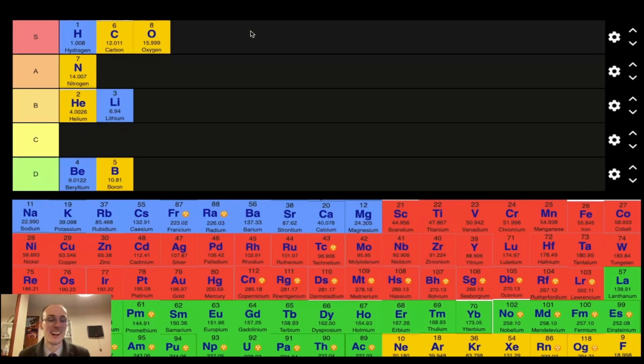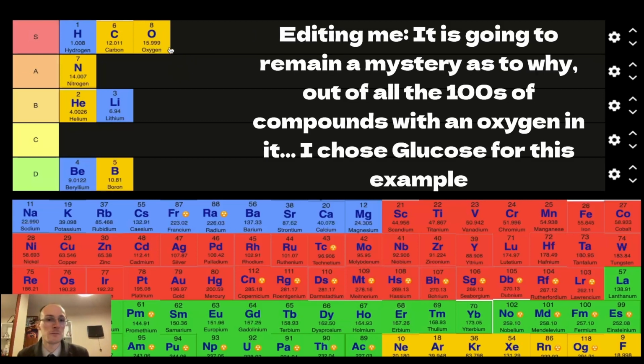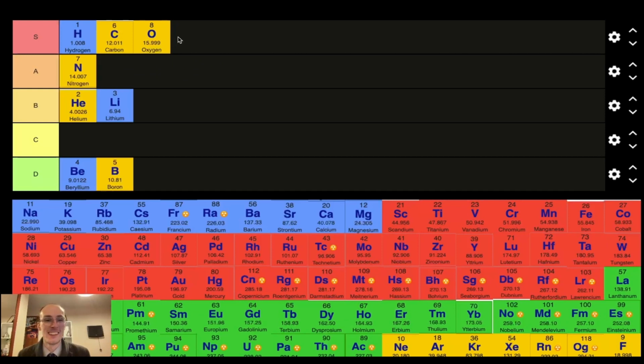What is there to say? Oxygen, we need it to live. It makes up water. Glucose, you know, people like sugar, that's got oxygen in it. It's also in amino acids. Oxygen. These 3 elements here, your hydrogens, your carbons and your oxygens, they are the trifecta of biological life here on planet Earth, in my opinion. They all deserve their space in the S tier.